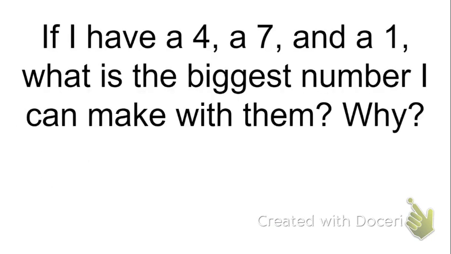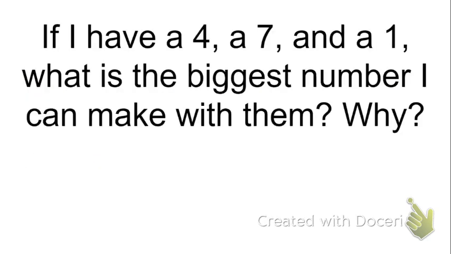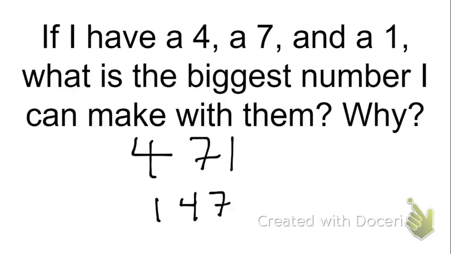So if I have a 4, a 7, and a 1, what is the biggest number that I can make with them, and why? 4, 7, and 1. I can make 147. I can make 471. I can make 714. What's the biggest number I can make? See if you can figure this out. Pause the video and take a moment to think.